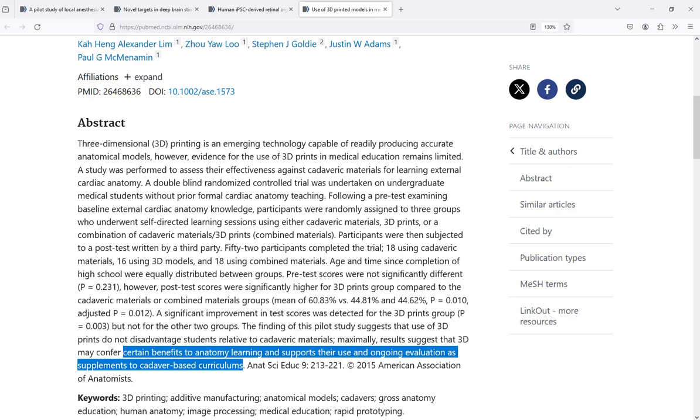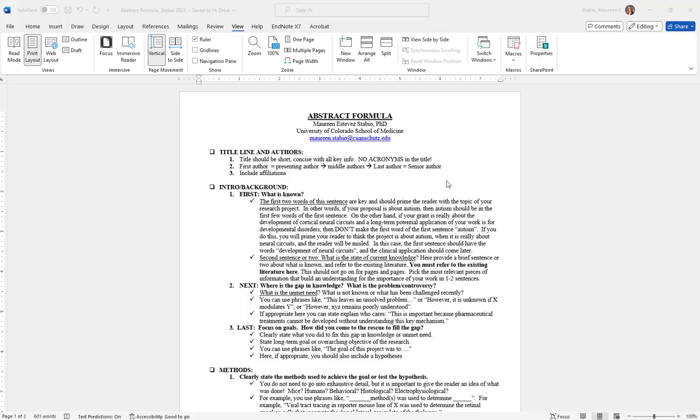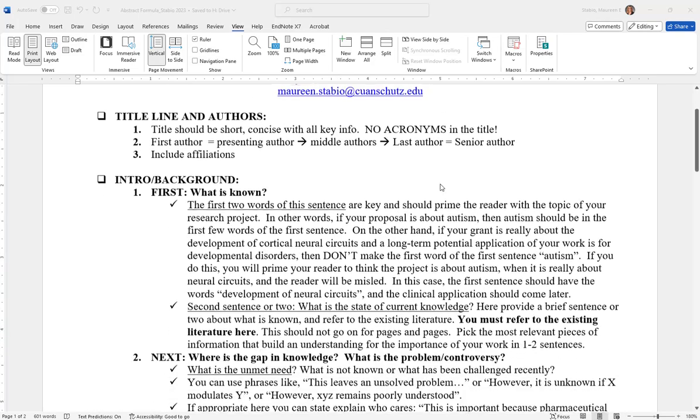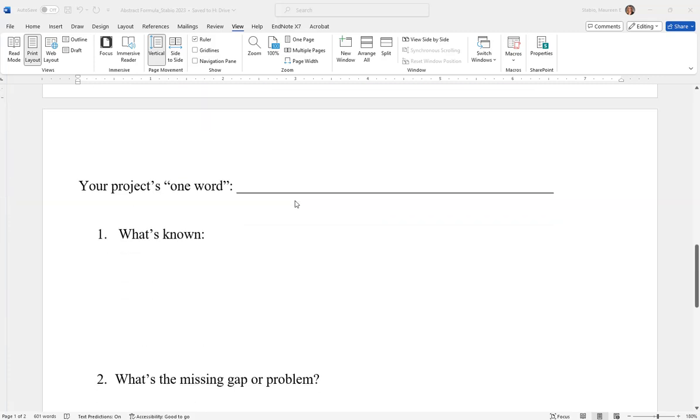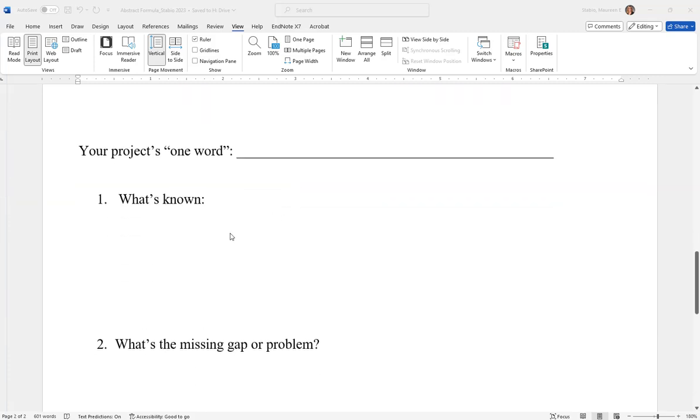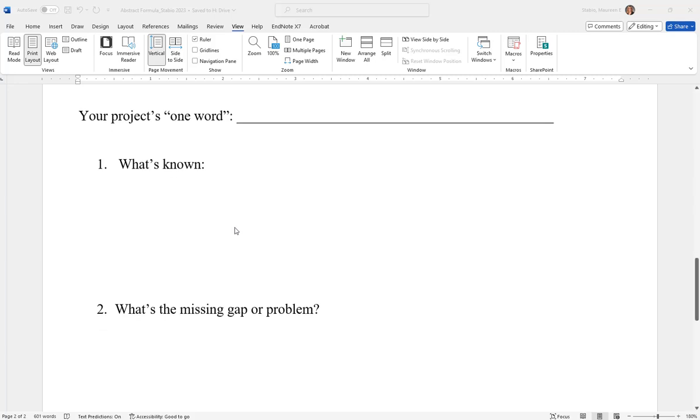So your homework now. We have provided you with this abstract formula. This is the same content that's in the PowerPoint. And on the second page, your homework before you come to class is to prepare your answers for your project idea, your capstone project idea. What's your project's one word? So I had a student in the past whose capstone project was evaluating the use of virtual reality for surgical planning for pediatric heart valves.